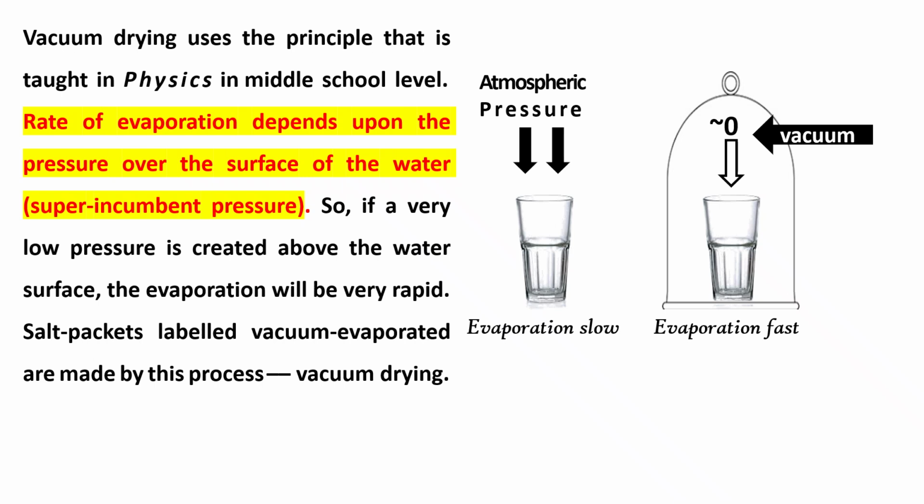So this is the principle of physics, that the rate of evaporation depends on the superincumbent pressure. If the pressure is large, like atmospheric pressure, and you keep it in the open, evaporation is slow, but if you keep it in vacuum, the evaporation will be very fast. This is the principle we are using in vacuum drying.